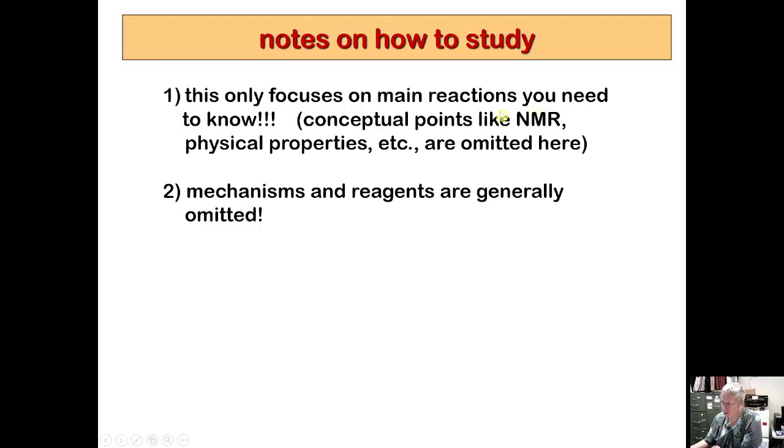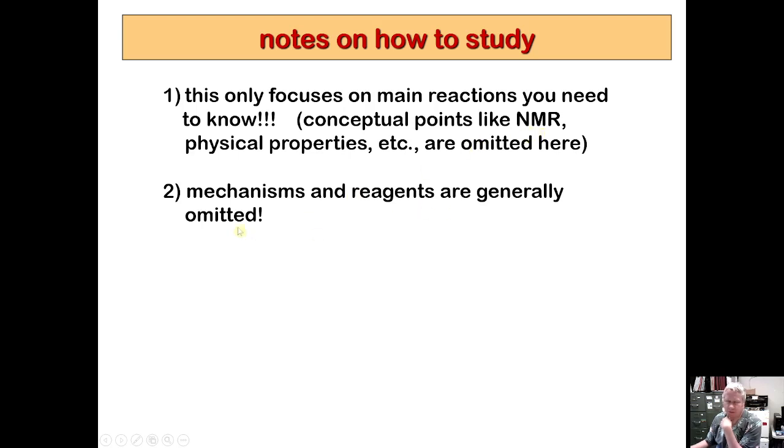Alright, so let's see. This really focuses on the reactions. A lot of things like conceptual points, NMR, and physical properties are not covered here. Now, if you need help on things like NMR, you should come to office hours and we can do that together. Certainly being able to do the NMR problems on the practice exam would be really helpful too.